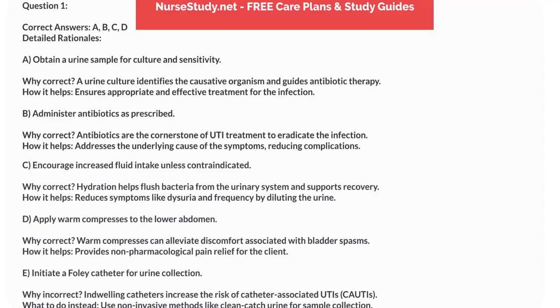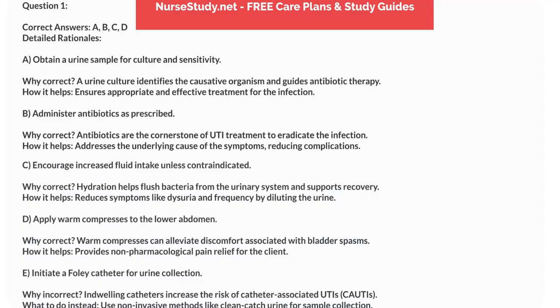C. Encourage increased fluid intake unless contraindicated. Why correct? Hydration helps flush bacteria from the urinary system and supports recovery. How it helps: reduces symptoms like dysuria and frequency by diluting the urine. D. Apply warm compresses to the lower abdomen. Why correct? Warm compresses can alleviate discomfort associated with bladder spasms. How it helps: provides non-pharmacological pain relief for the client.